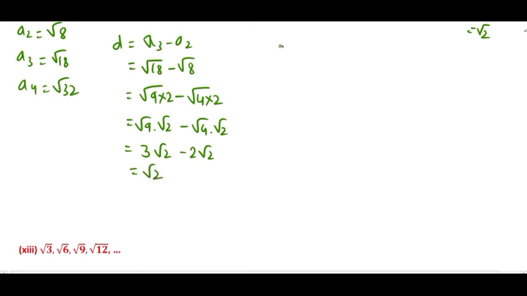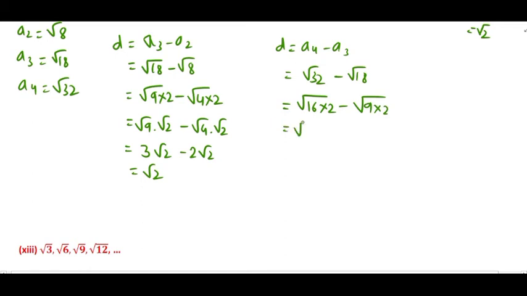And this d can also be written as A4 minus A3. See, let us calculate. What is A4? Root 32. And what is A3 here? Root 18. And this root 32 can be written as root 16 into 2, isn't it? And this root 18 can be written as root 9 into 2. See, this can be split into root 16 into root 2, and this can be split into root 9 into root 2. See, what is root 16? 4 root 2. And what is root 9? That is 3 root 2. See, 4 root 2 minus 3 root 2 is giving me root 2.